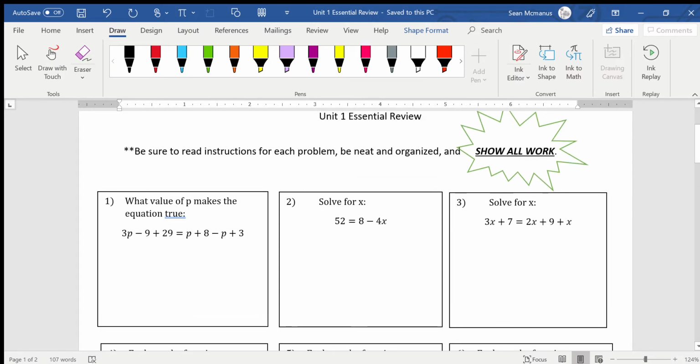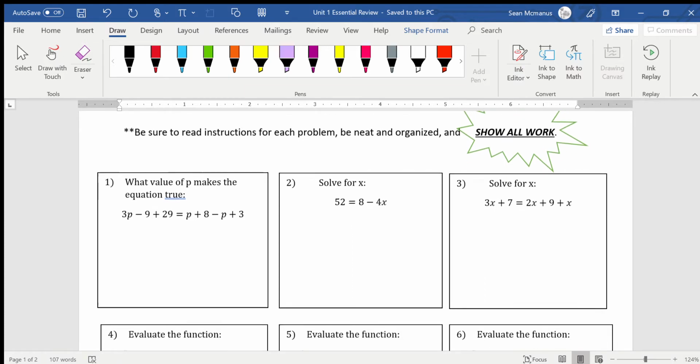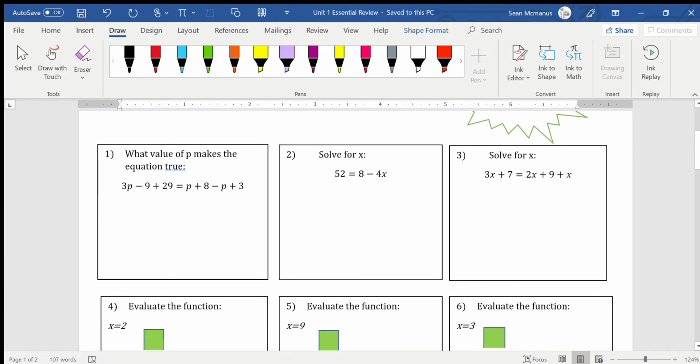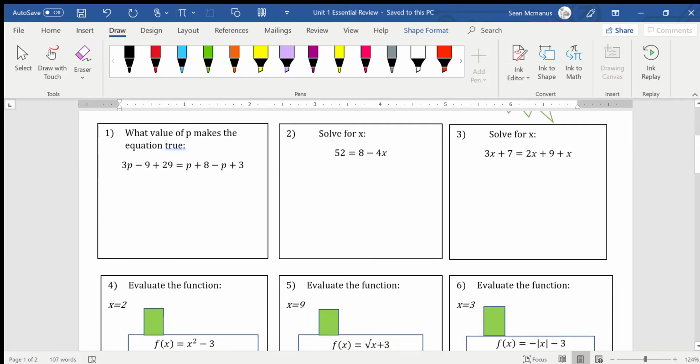So you can see here, be sure to read the instructions for each problem, know what you're trying to do, be neat and organized. I've provided these little boxes. That's kind of the way our exam is structured. Each question's in a box, so we want to make sure we're working neatly and showing all our work. I don't care how easy you think a particular step is, make sure you're showing your work. It's really important to make sure you get full credit and so you don't get lost with your own process. So, okay, we're just going to run through these. There's about a dozen of them, so we'll get started.